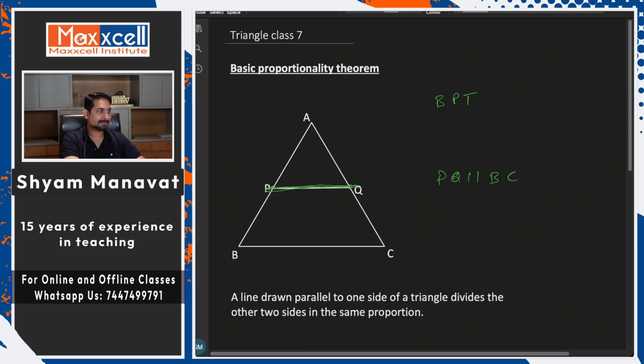It means, अच्छा कहाँ कैसे divide कर रहा है? AB को, it's intersecting at point P, so AB gets divided into AP and PB, correct? And the other side, where PQ intersects at Q, divides AC into AQ by QC. So it divides into this ratio and they are in the same proportion. That means the ratio of AP upon BP equals AQ by QC.